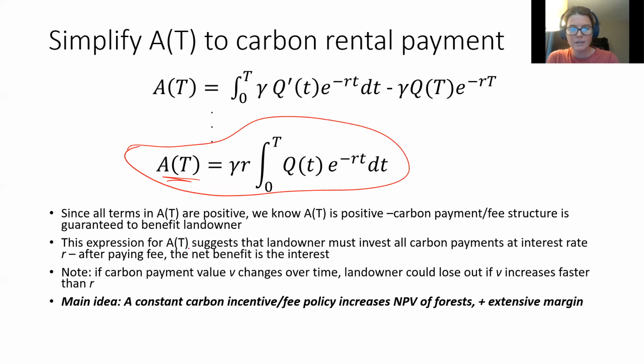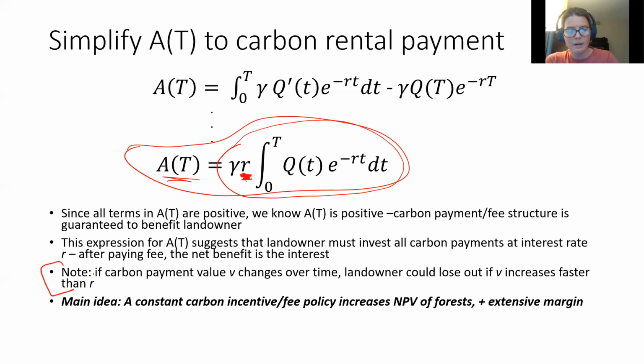But what it's suggesting is that the landowner has to invest all of the carbon payments that they receive over time at the interest rate R, or the discount rate, which is the risk-free interest rate. And by the end, all they're getting back, which is what this equation represents, is the interest on those carbon payments. So if they don't invest the carbon payments over time, by the end, they'll end up with nothing.